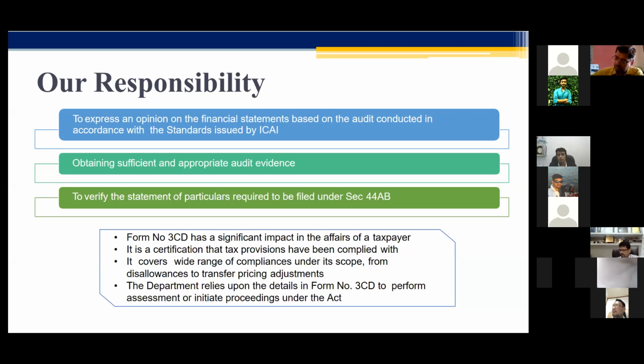To verify the statement of particulars required to be filled under Section 44AB. So Section 44AB, as we all know, describes the Form number 3CB, which has a significant impact on the affairs of the taxpayer. So it covers all those clauses. So it's our responsibility to verify that the particulars which are mentioned over there are correct and accurate, and they show the true and fair view of the accounts thereon also, and based on which a computation of income can be properly drawn. That's the most important thing.